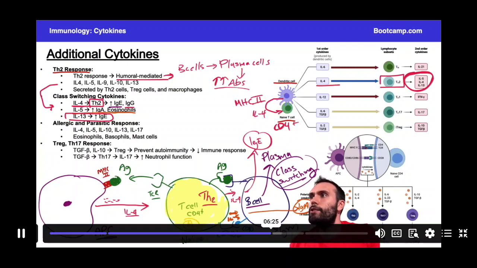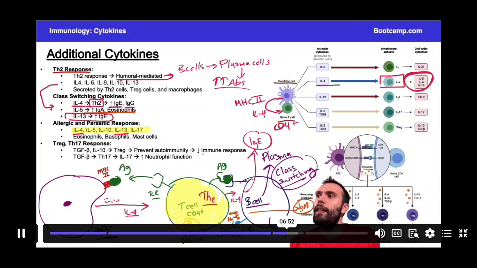Okay, so now if you're thinking about parasitic and allergic responses, it's also important to remember that interleukin 4, 5, 10, 13, 17 are all very classic for those responses, which makes a lot of sense here. Especially in an allergic response, you're thinking interleukin 4, interleukin 13. Why? Because of the IgE response. IgE is going to be very classic for allergic responses in general. They're going to be binding to mast cells, for example, causing degranulation.